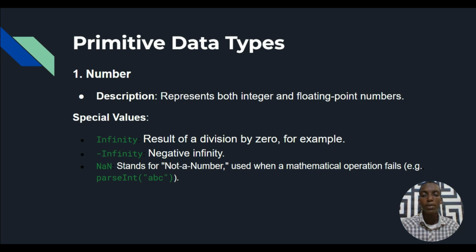It is used when a mathematical operation fails, e.g. you're saying this parsing. Yeah, this parsing is like an inbuilt function in JavaScript. Now it's actually meant to collect only numbers, but now you're actually adding a string in it. So this automatically now comes out like not a number. It's not actually what? A number.